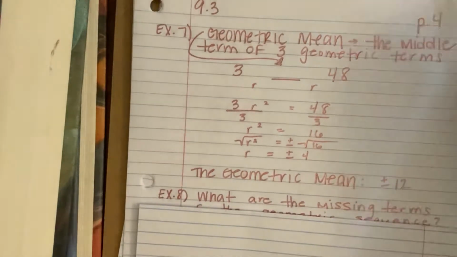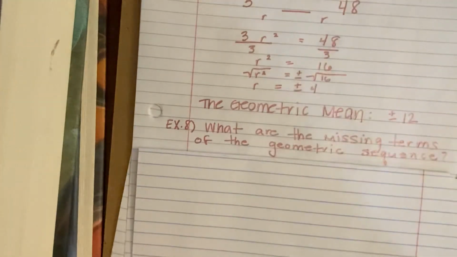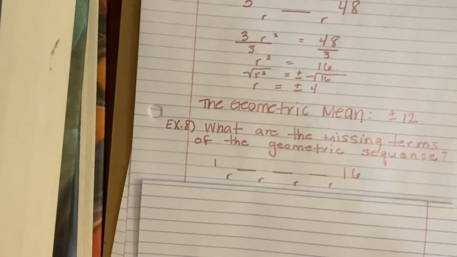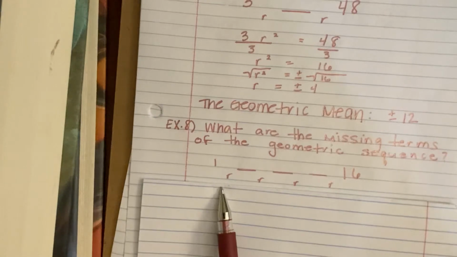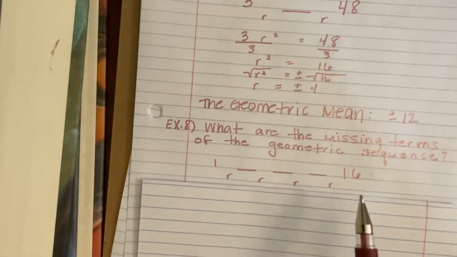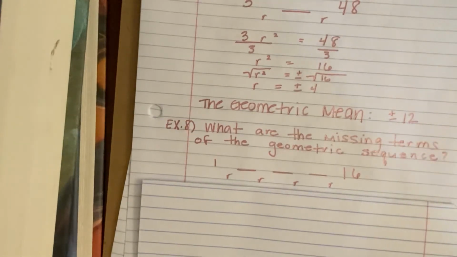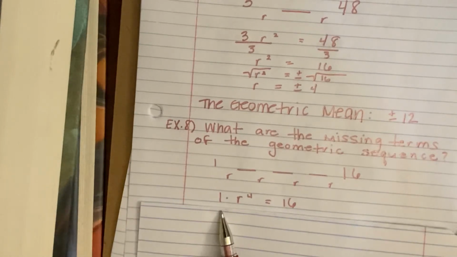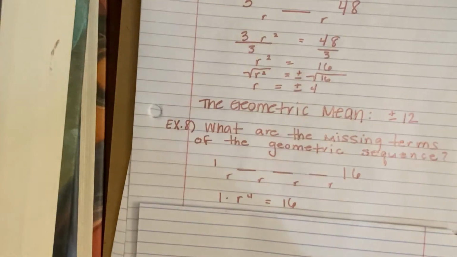Example 8. What are the missing terms of the geometric sequence? All right, so now we've upped our game. I've got 5 terms, 1, 2, 3, 4, 5, and 3 missing terms in between. I'm going to set this up using method 1, where I have my first term times a ratio times the ratio times the ratio times the ratio gives me a value of 16. So when I write my equation, I started with 1, and then I multiplied by the ratio 4 times, so that would be r to the 4th power is equal to 16.